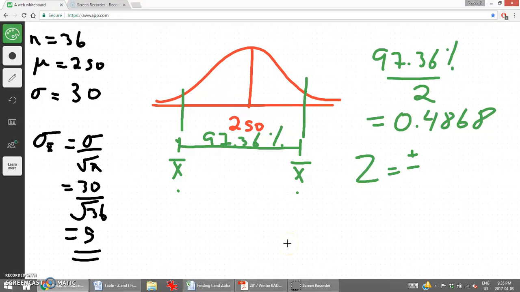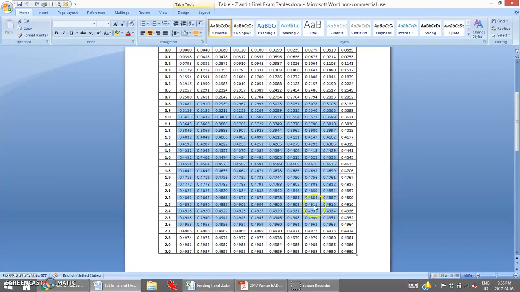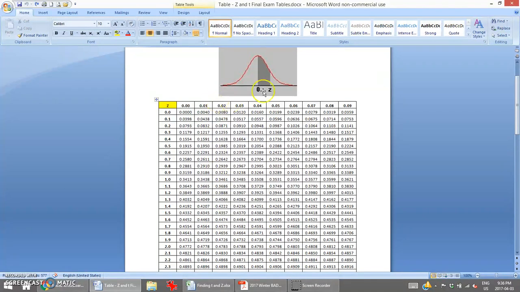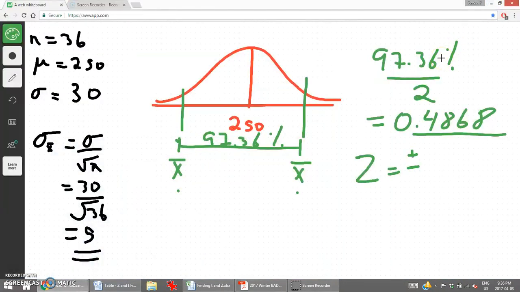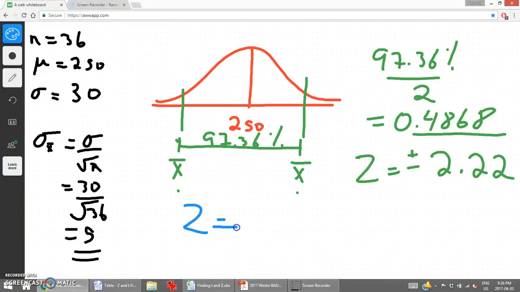So let's take this 0.4868 value to the normal distribution chart that we have, and try to find 4868 in the middle values and find the corresponding Z value. 4868 will be right there. So the Z value of 2.2, and in this column 2. So the Z value would be plus or minus 2.22. We're going to be using this formula: Z equals the sample mean minus the population mean, divided by our standard error.